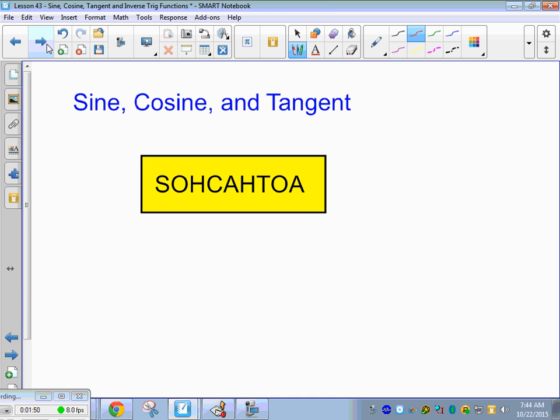Okay, sine, cosine, and tangent. So, SOHCAHTOA. We need to memorize SOHCAHTOA. Anyways, sine is equal to opposite over hypotenuse.